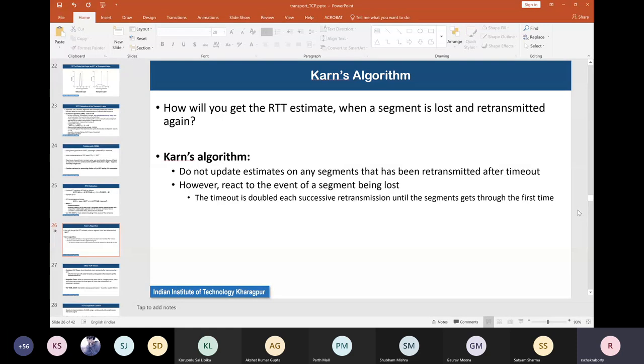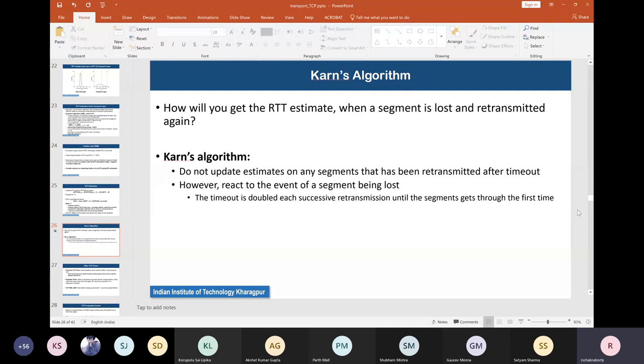However, you have to react to the event that a segment was lost. You have to acknowledge that yes, something is wrong with my network right now. How do you acknowledge that? You don't let the retransmitted RTT values affect your calculations, but the timeout interval is doubled for each successive retransmission of that segment, until it gets through for the first time.